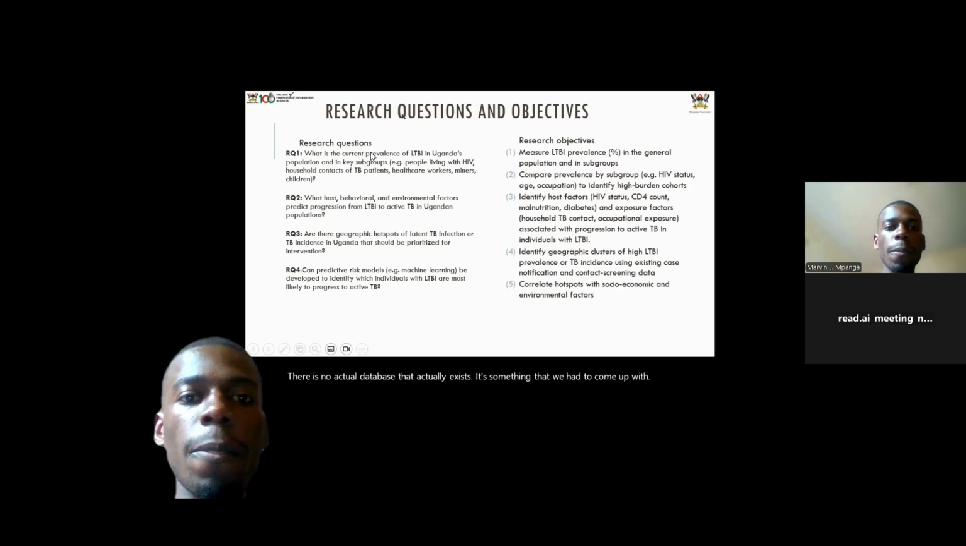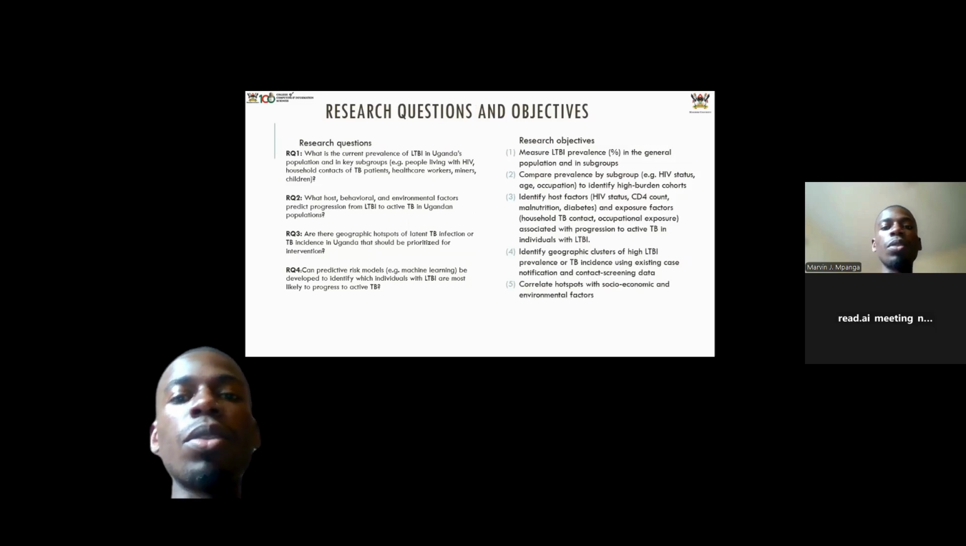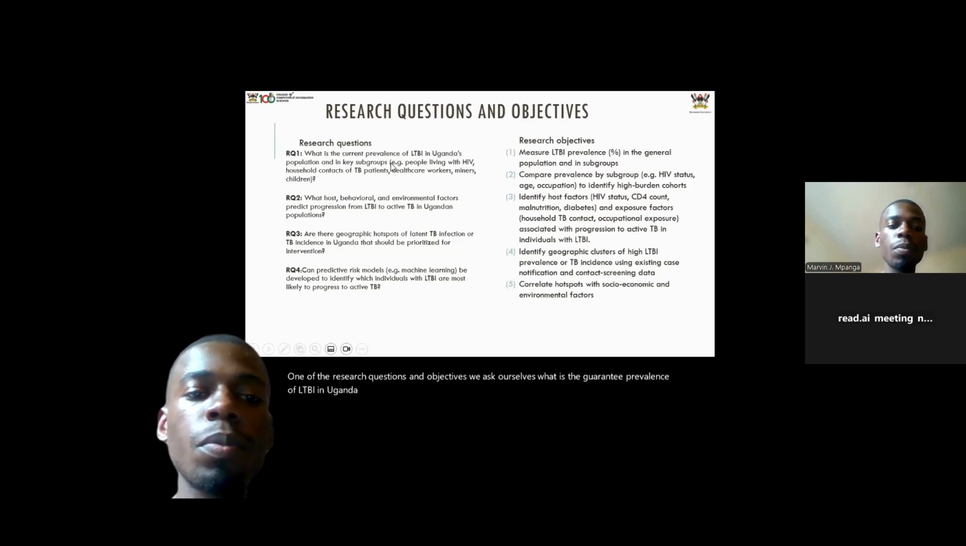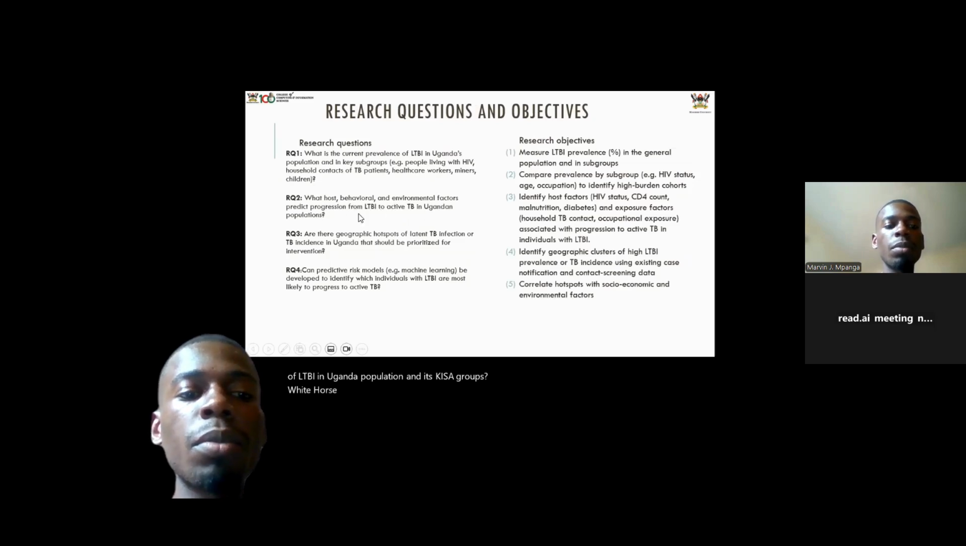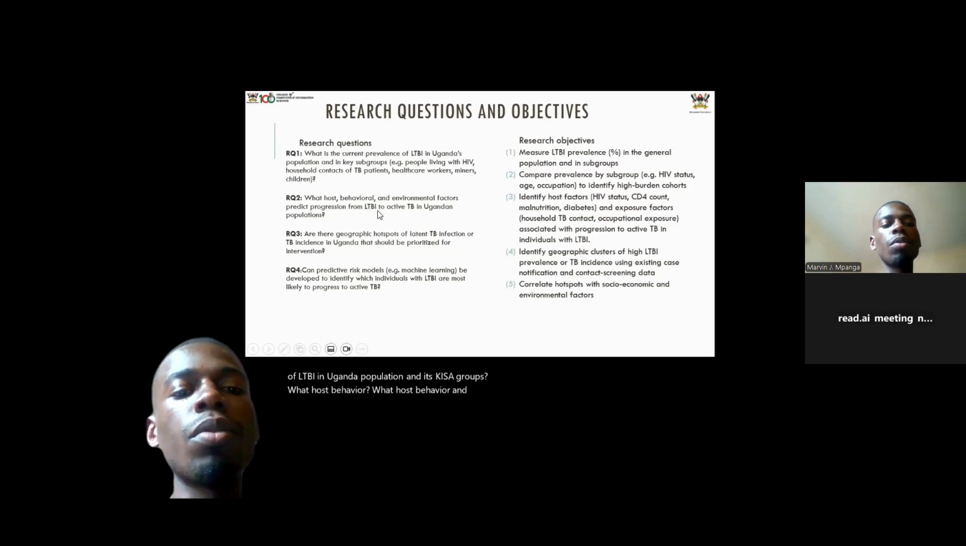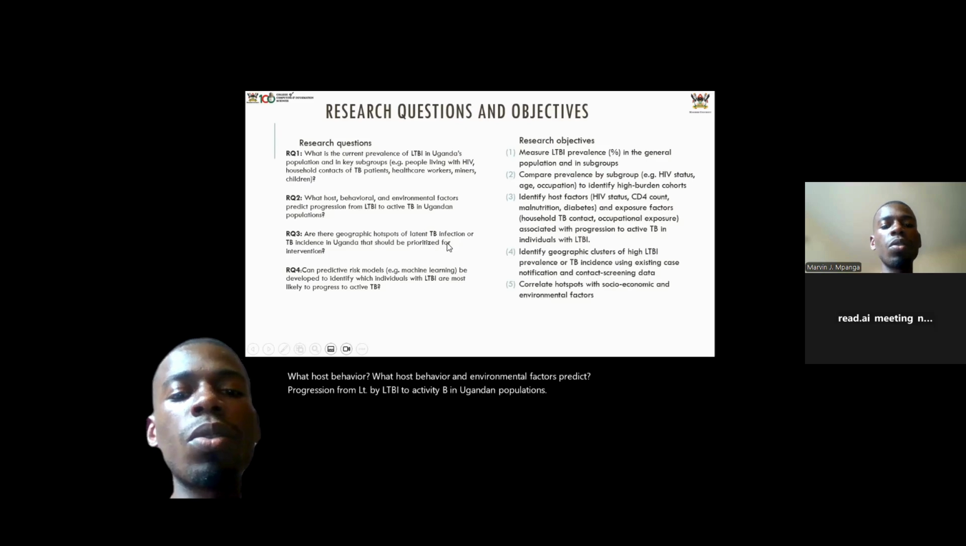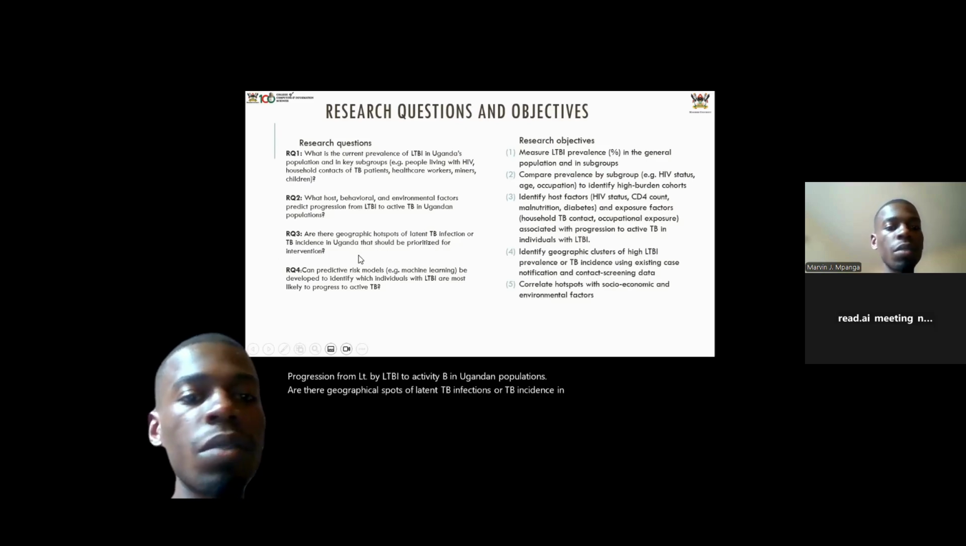Moving on. One of the research questions and objectives we asked ourselves: what is the current prevalence of LTBI in the Ugandan population, and its key subgroups? What host, behavioral and environmental factors predict progression from LTBI to active TB in Ugandan populations? Are there geographic hotspots of latent TB infection or TB incidence in Uganda that should be prioritized for intervention?